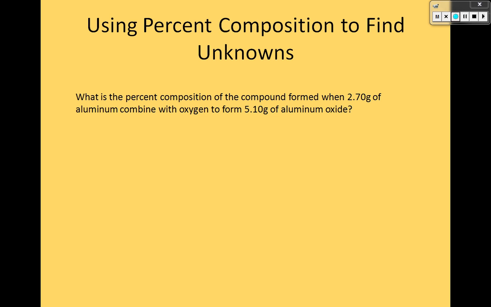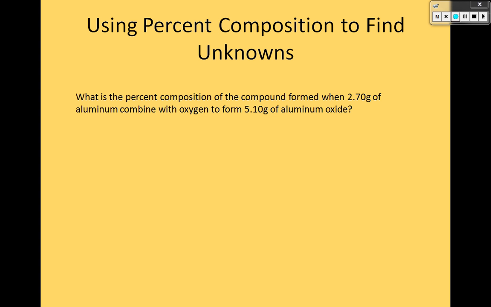All right, so we can also use percent composition to find unknowns. So for example, what is the percent composition of the compound formed when 2.70 grams of aluminum combine with oxygen to form 5.10 grams of aluminum oxide?